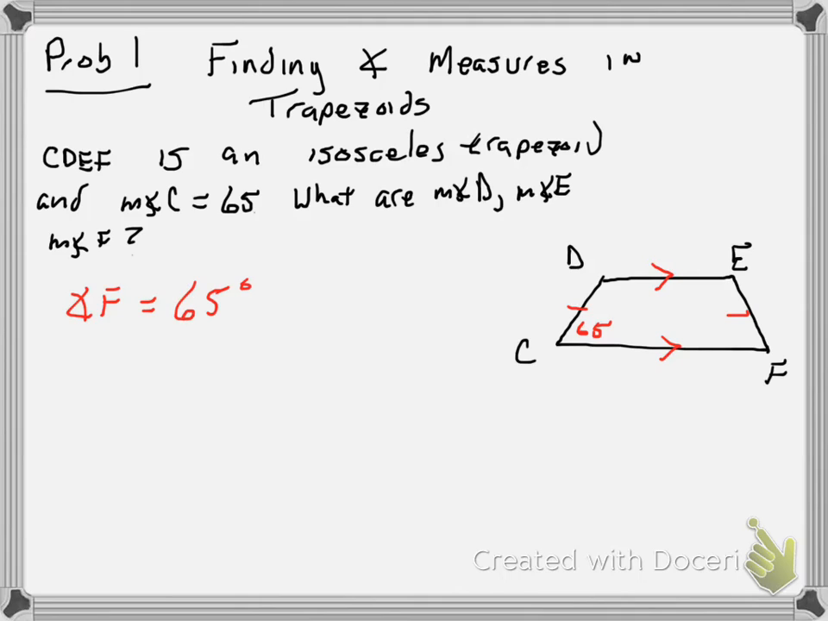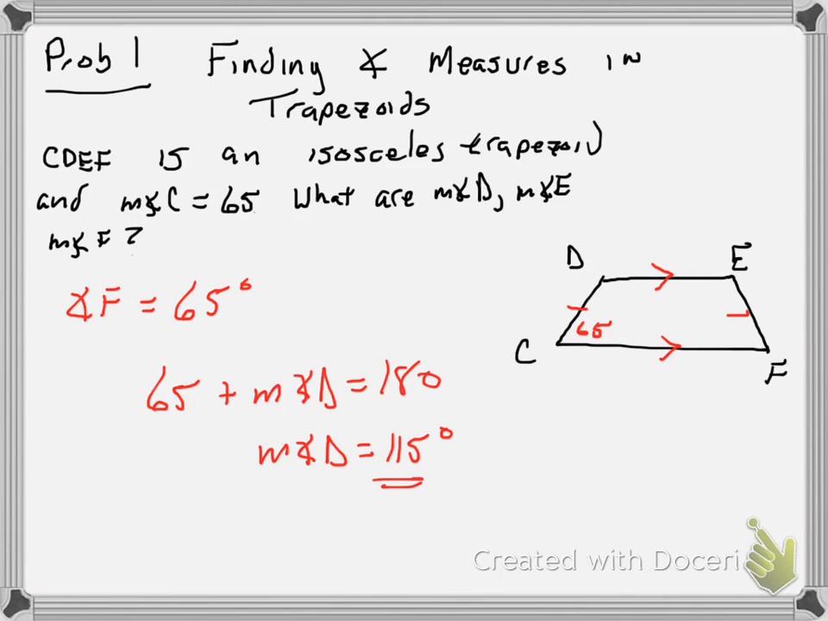They're both 65. We know that consecutive angles in parallelograms and everything else are going to be supplementary. So I can say that the measurement of angle C, which is 65 degrees, plus the measurement of angle D is going to equal 180 degrees. Go ahead and subtract 65. You end up with the measurement of angle D to be 115 degrees. Well, since D is 115, we have F to be 65. We can say angle E also equals 115 degrees.